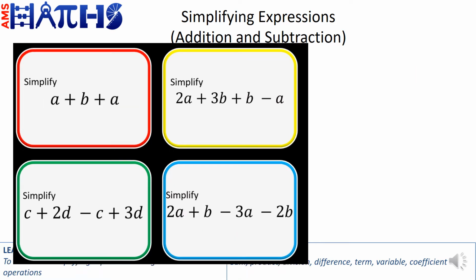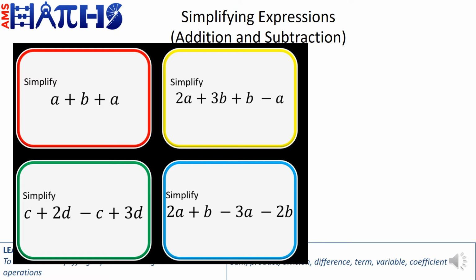For this task, we have different letters in our terms, and so we are going to use the process of collecting like terms. So whenever we're adding and subtracting for simplifying expressions, we only can combine like terms. And so for the red box, what we need to do is look at what the different terms are, the names, and then we can combine them.